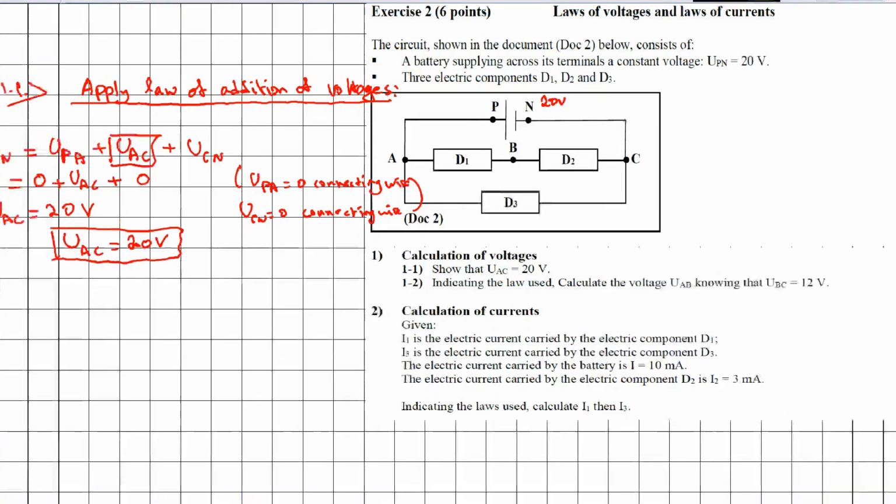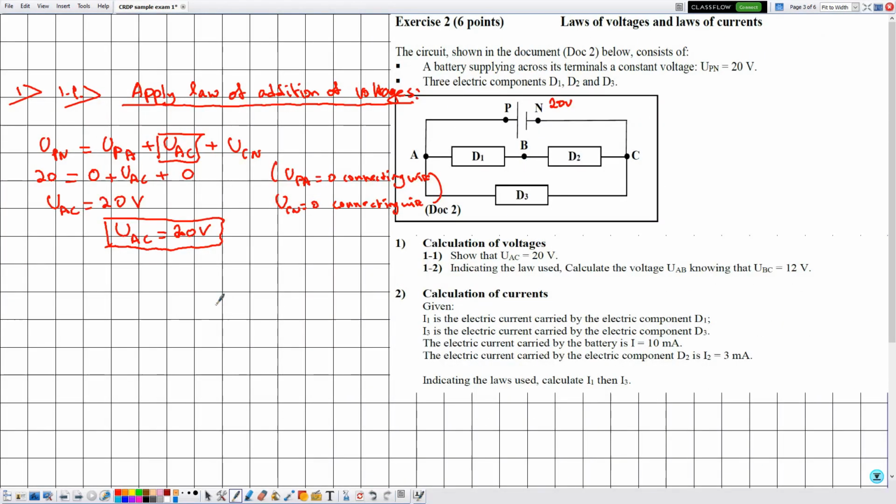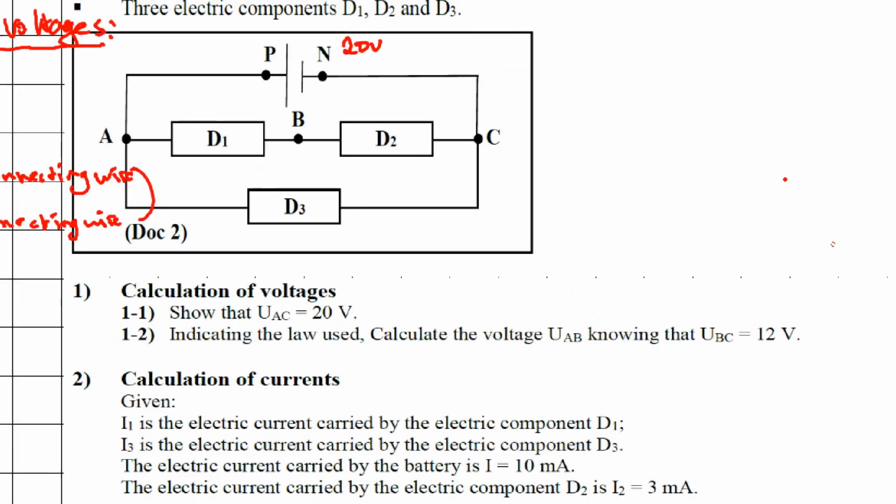Now this is not the only way to prove that UAC is equal to 20 volts. We can say that the terminals A and C are parallel to the terminals of the battery, so according to the law of uniqueness of voltages, they have the same voltage. Now in 1.2, indicating the law used, calculate the voltage UAB, knowing that UBC is equal to 12 volts.